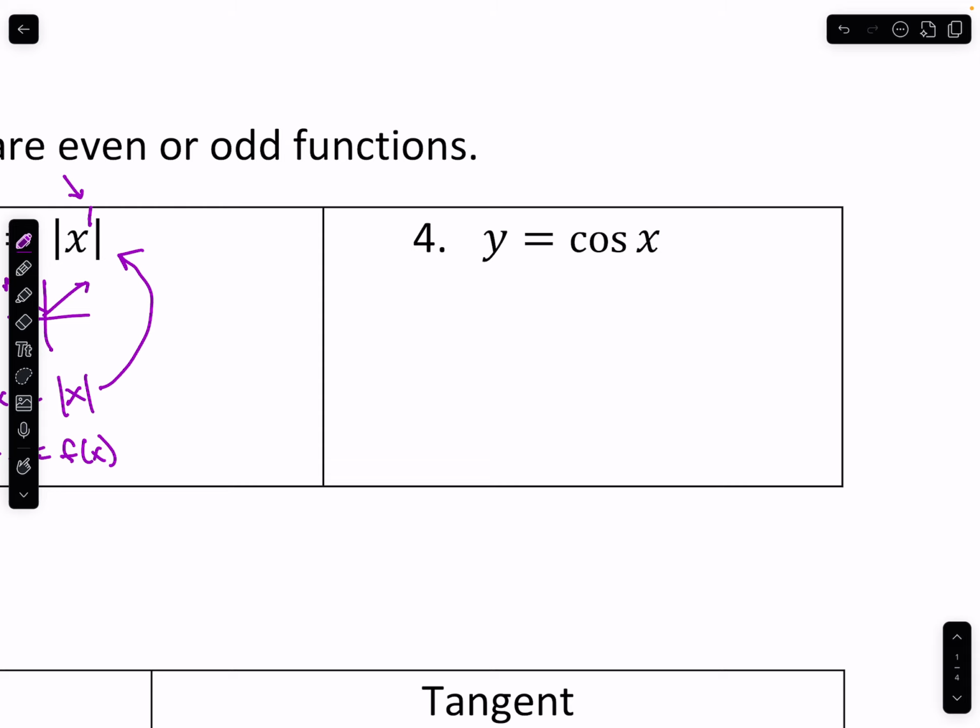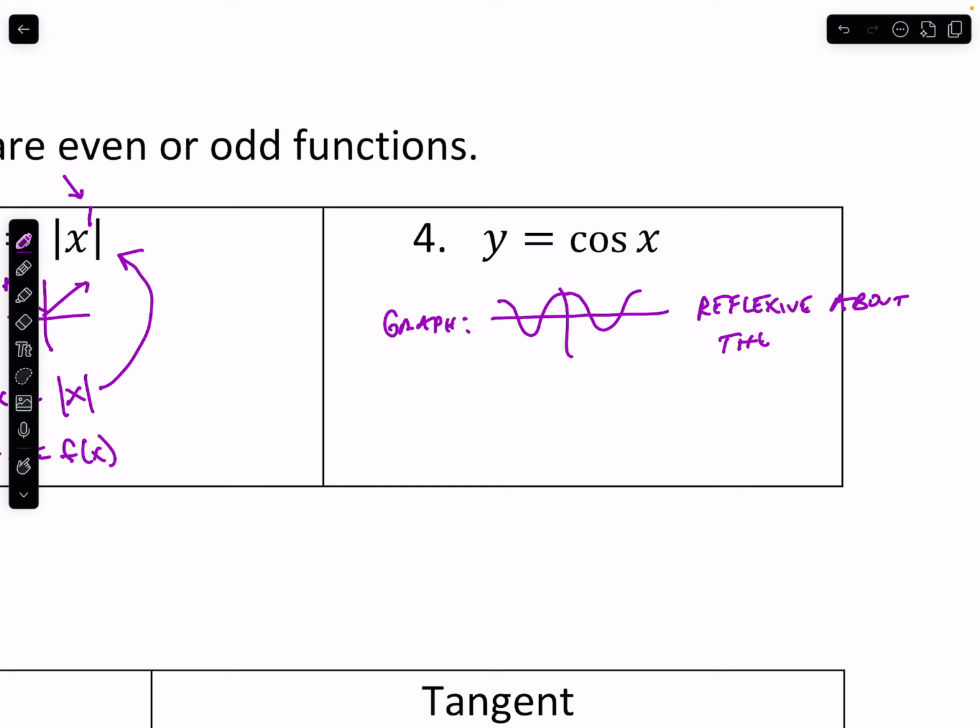Cosine doesn't have any powers, so like it doesn't have any exponents and stuff. So now we have to think about the graph. And this is why we're talking about even and odd functions today. It's important to know cosine is an even function. So the graph of cosine looks like this, which is reflexive about the y-axis.